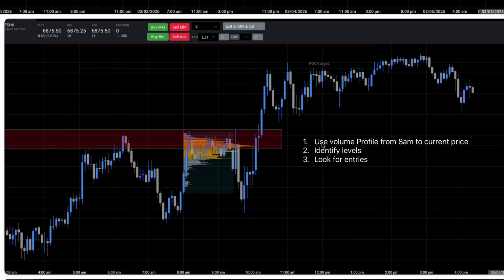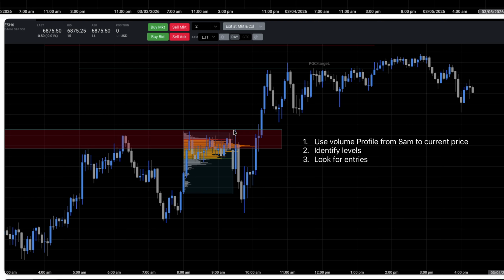We use the same process also. We use the volume profile from 8 a.m. to where current price is at. So if it's 9:20, you're supposed to use it from 8 a.m. to 9:20. So we identify the levels. Now we have the levels marked out. We see which levels price is close to touching, and we look for entries.